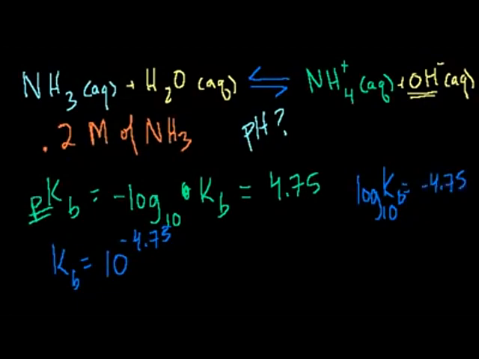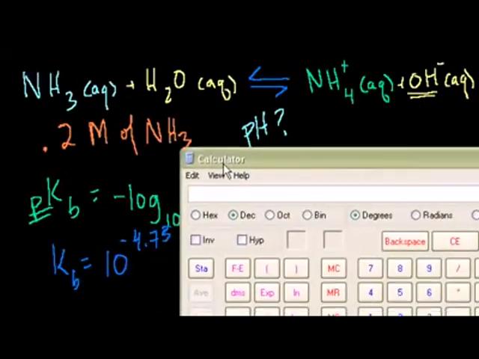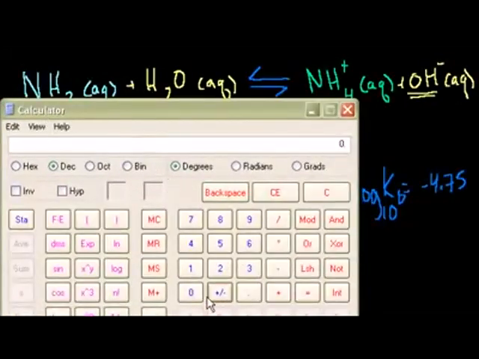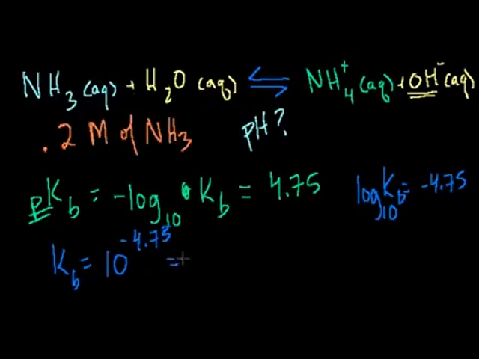That's not an easy exponent to figure out in your head, so I'll bring out the calculator for that. So if we take 10 to the minus 4.75, it equals 1.7, let's just say 1.8 times 10 to the negative 5. This is equal to 1.8 times 10 to the minus 5.